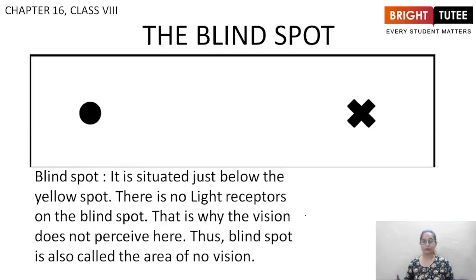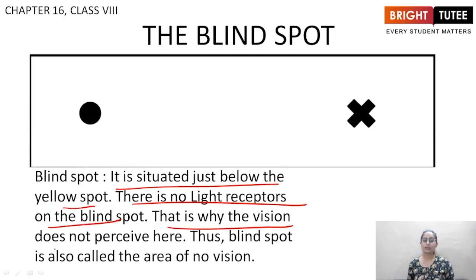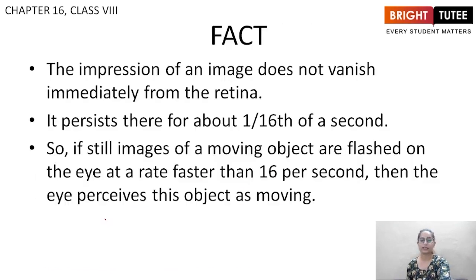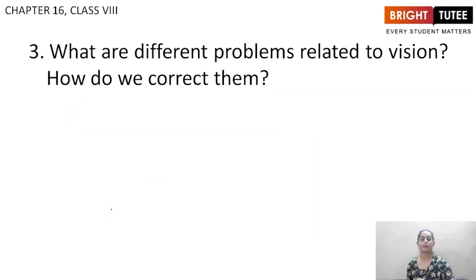Now coming to the blind spot. It is situated just below the yellow spot. There is no light receptors on the blind spot, right? That is why the vision does not perceive here. Thus the blind spot is also known as the area of no vision because it lacks the light receptors, right? So these are the definitions for both of them.